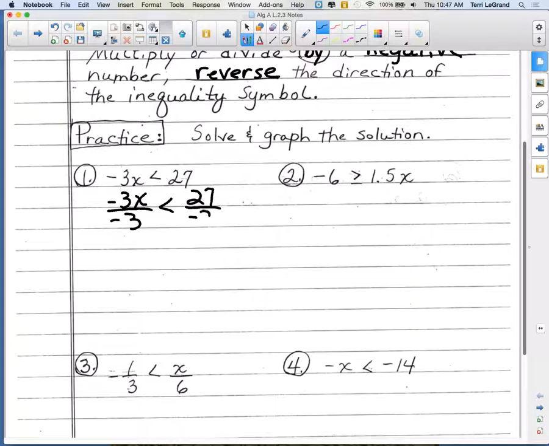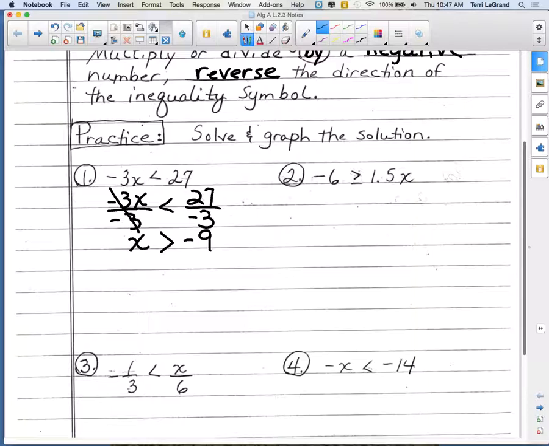When we divide by a negative, as we're bringing things down, what do we have to do? Do we need to reverse our symbol? No. Did we divide by a negative? Oh, yeah. We divided by a negative, so we're going to reverse the symbol. And what's 27 divided by negative 3? Negative 9.